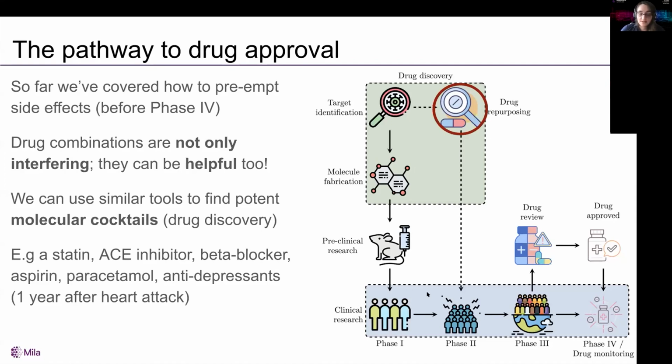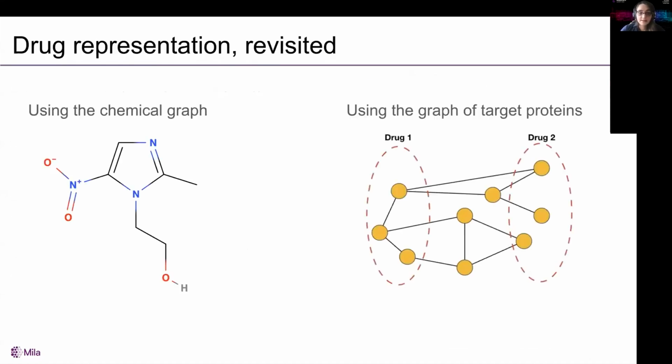One example is patients who have had a heart attack. After 1 year from the incident, they're usually taking a combination of drugs such as ACE inhibitor, beta blocker, aspirin, paracetamol, antidepressants. All of these are usually administered together in such a case. And in order to look at positive drug combinations, as a new way of treating something rather than having a side effect, I'm going to first revisit what we were talking about.